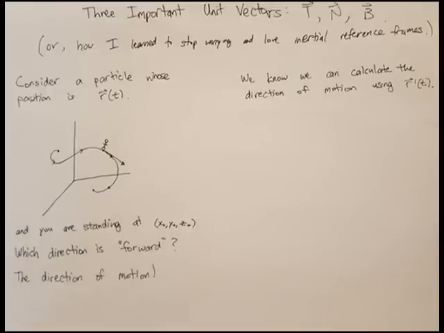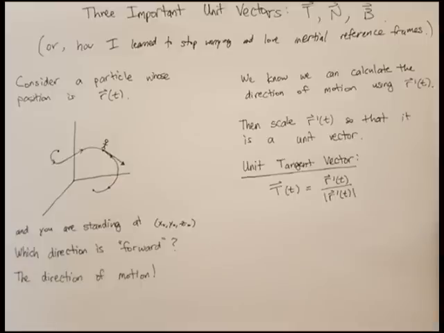We know we can find the direction of motion of a particle by taking the derivative of the original vector function. But since we're looking for unit vectors, we should then divide by the length of the derivative. This gives us the unit tangent vector, a vector which points in the direction of motion and has length 1.